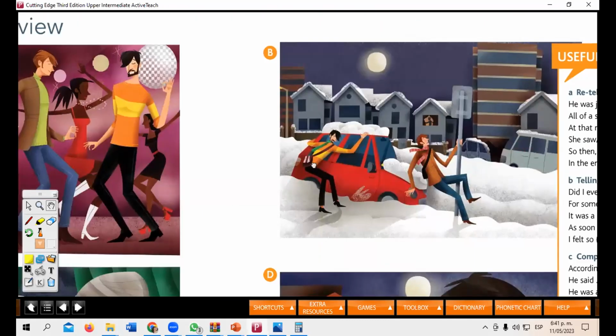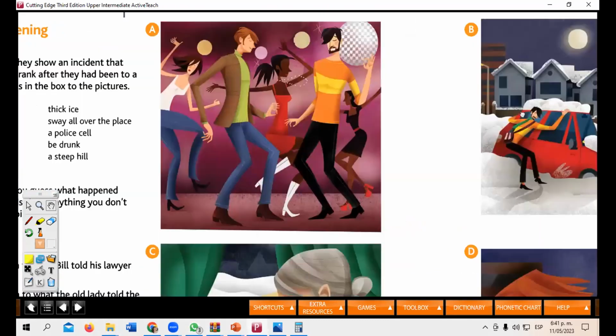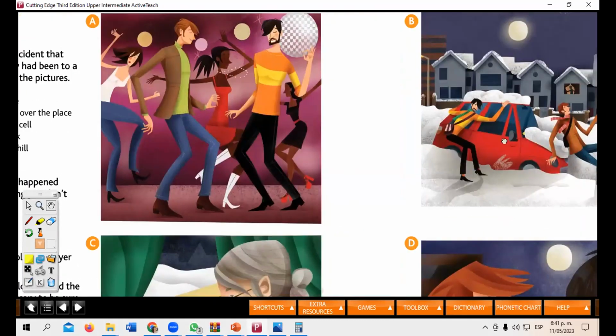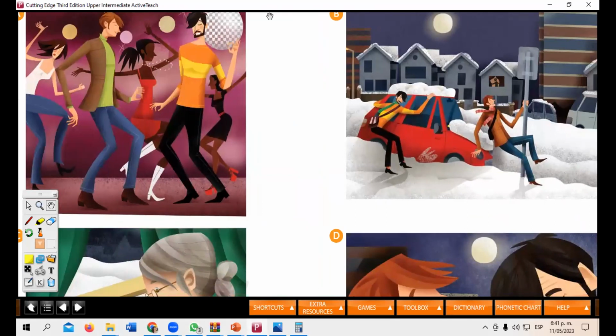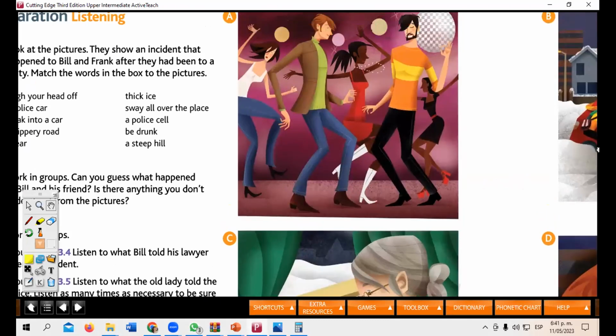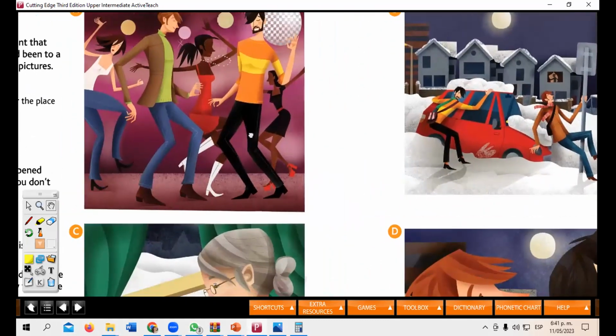Okay, for picture B, what phrases can we match to it? Thick ice, yes. What else? Sway all over the place. Yes, again, sway all over the place. They are moving, slipping. A steep hill? Yes, a steep hill. Yes, we have a steep hill, una colina pronunciada o empinada.